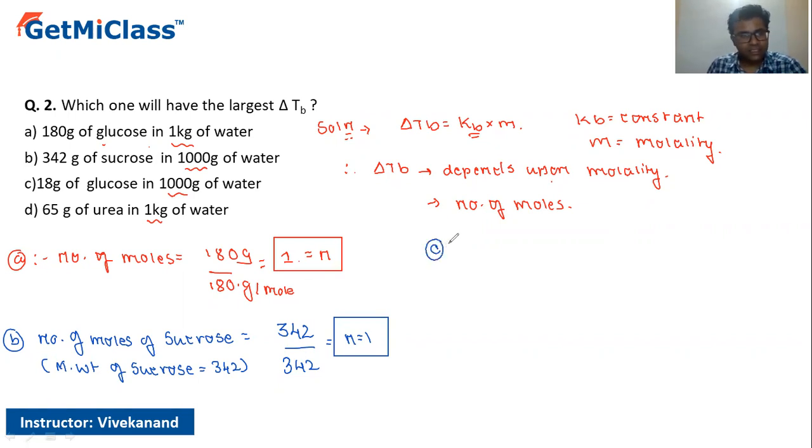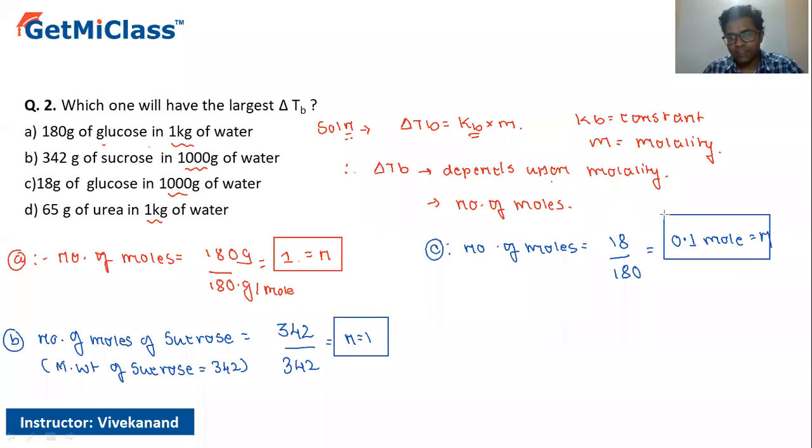Let's observe C. Now in C, 18 grams of glucose has been utilized. The number of moles is equal to 18 grams over the molecular weight, which is 180. So therefore it is going to give me 0.1 mole utilized. That is nothing more than the value of n here, right? So let's keep this one aside.